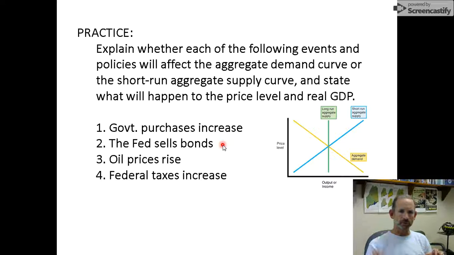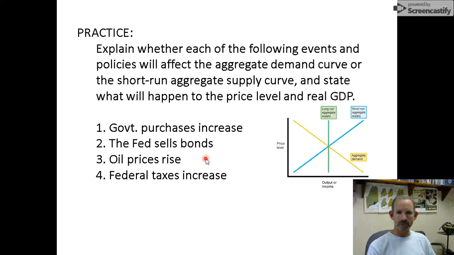Number 2, the Fed sells bonds. That's a tricky one, and we'll talk about that a lot later, but bonds are something that you buy from the government, but then you have to hold on to them until they mature. So bonds you can't spend. You've given away some money that you could have spent in exchange for something that you can't spend. So that's going to decrease aggregate demand, decrease total spending.